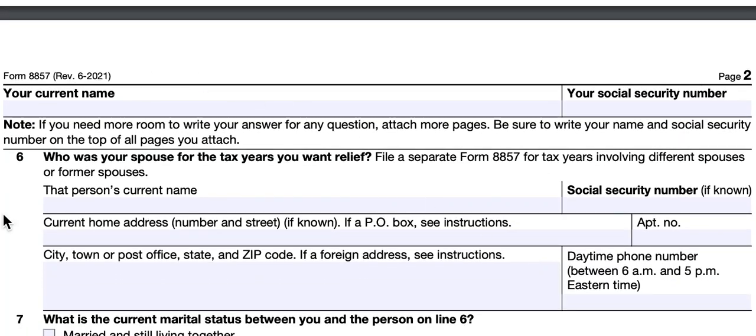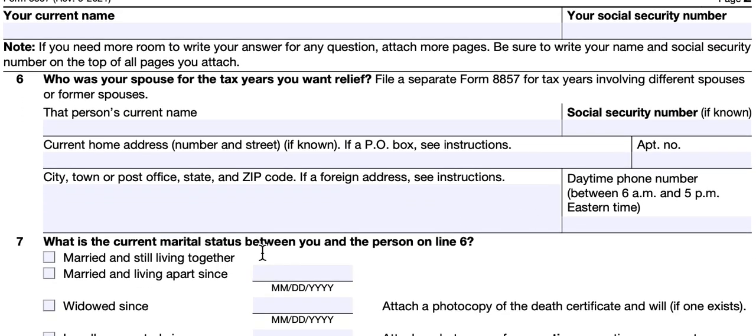And then for part 6, who is your spouse for the years that you want relief? If you have different spouses, you'll need to file a separate 8857 form for each spouse or each tax year that involved different spouses. So list their current name, social security number, address, and a daytime phone number.